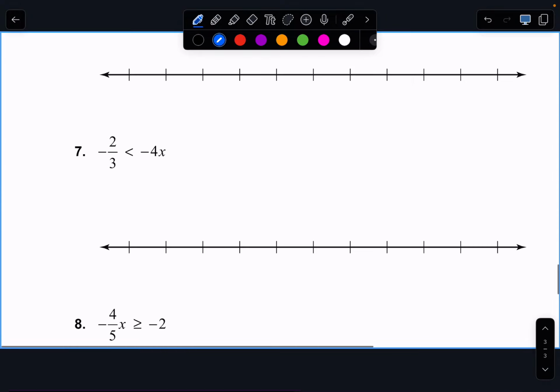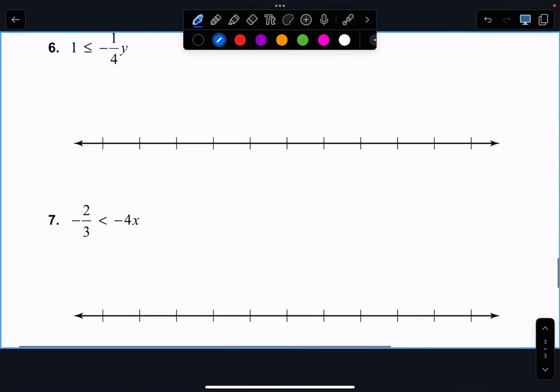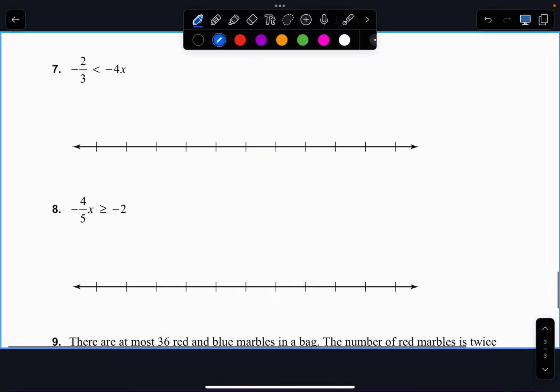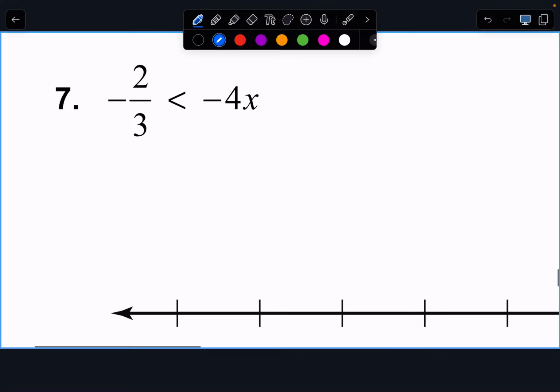Okay. Let's go to the next page. Okay, I want to talk about number 7, only because I worry about your arithmetic on this one. Isla, what do we need to do to both sides to get x by itself?